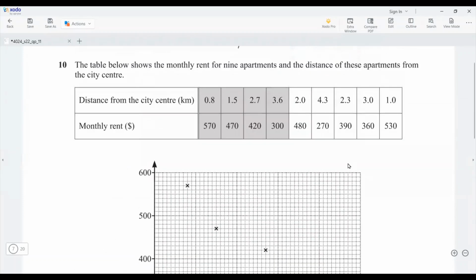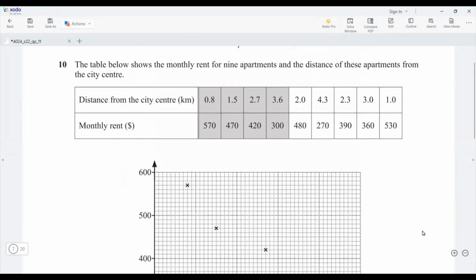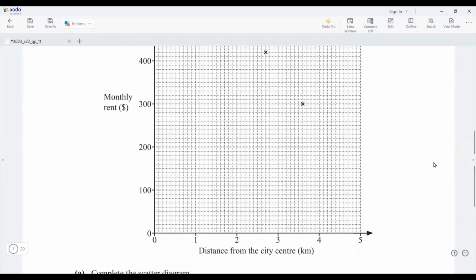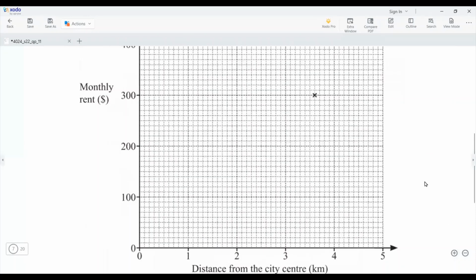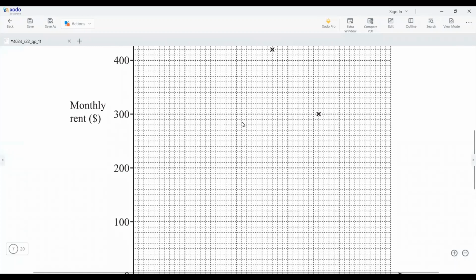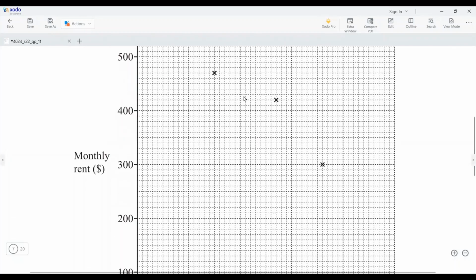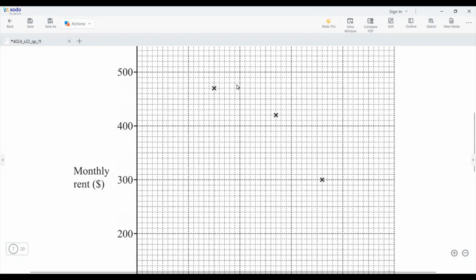So 4 points are plotted, and the fifth one is 2.0 on the x-axis and 480 on the y-axis. So 2 on the x-axis, and 480. Where does 480 lie on the y-axis? 480 is basically lying here.